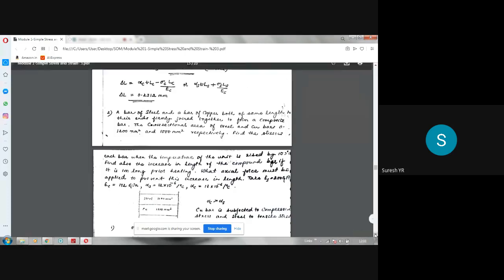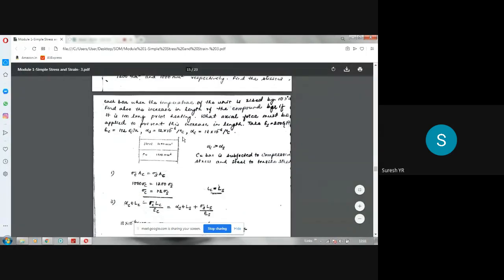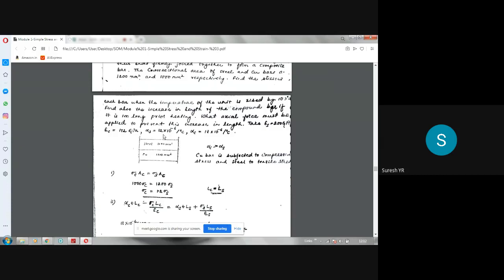So here we know that alpha C is greater than alpha S. You can see here that for copper, the coefficient of thermal expansion is more than that for steel. So naturally, as I explained in the earlier problem, the copper bar is subjected to compressive stress and the steel bar is subjected to tensile stress because it is restrained. Copper tries to elongate more because its alpha value is more, but to have the common elongation for both bars, it should be subjected to compressive stress. Similarly, compared to copper, steel will not elongate much, therefore it should be subjected to tensile stress. That is the idea, so that's what I have written here.